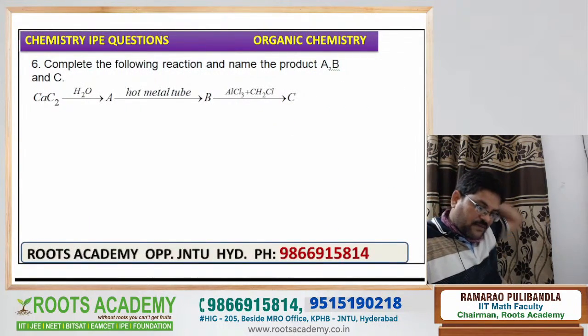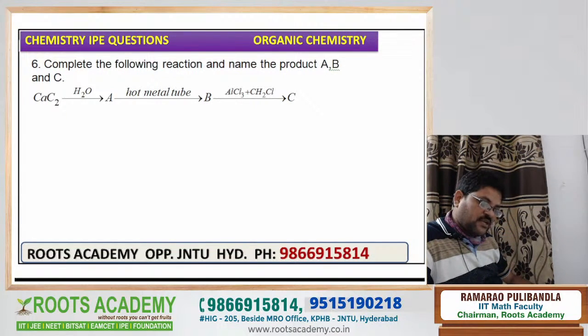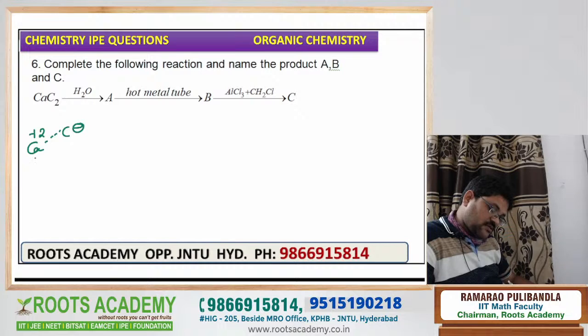See the next question. Compare the following reactions, name A, B, C. Calcium carbide, what do you write? Ca 2 plus and C2 2 minus, it will bond like that. Hydrolysis means what? Water. Now the H plus ions from water combine with C minus, you get what? You get acetylene gas. So acetylene gas is liberated.